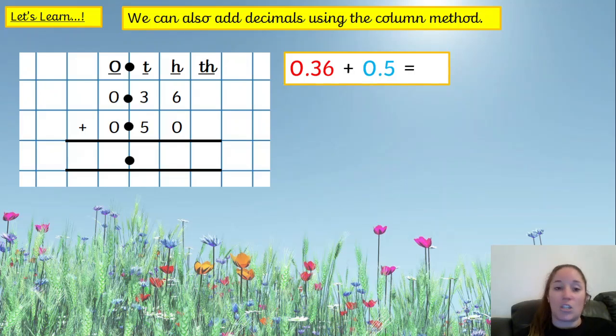So now we can do 6 plus 0. 6 plus 0, we know is 6. 3 plus 5, we know is 8. And 0 plus 0 is 0. So our answer is 0.86.